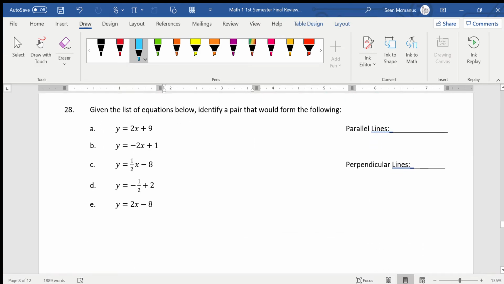All right, 28. Given the list of equations, identify a pair that would form the following parallel lines. I haven't even looked at these equations yet, but I know parallel lines are going to have the same slope. So I'm going to look for 2 that have the same slope. Let's write what the slopes are right here. For this one, the slope is positive 2. For this one, the slope is negative 2. For this one, positive 1/2. For this one, negative 1/2. And for this one, the slope is 2. So same slope.